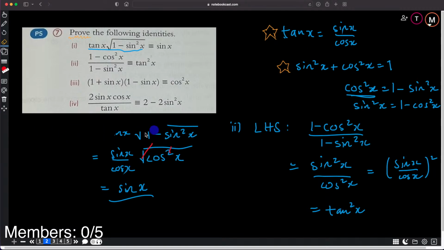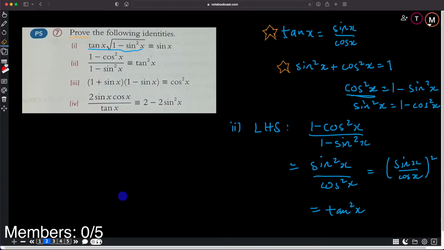Part 3, let's rub out this first part here. Part 3. We've got 1 plus sine x, 1 take sine x, and this is the left-hand side. We were talking about the difference of two squares last week, I think, or the week before. So here, hopefully you notice that this looks like the difference of two squares.